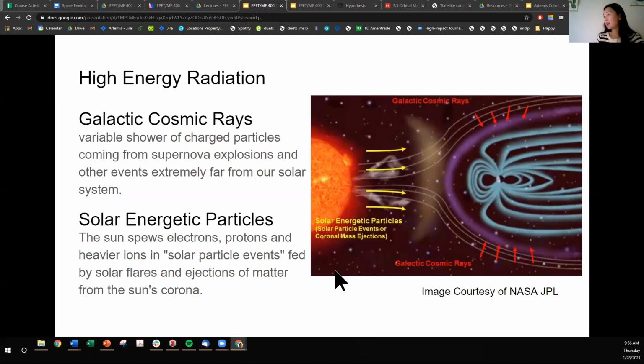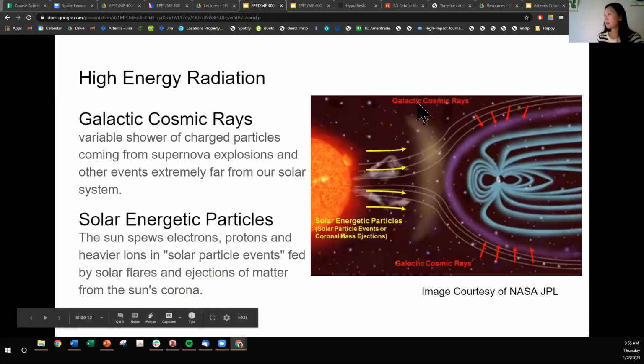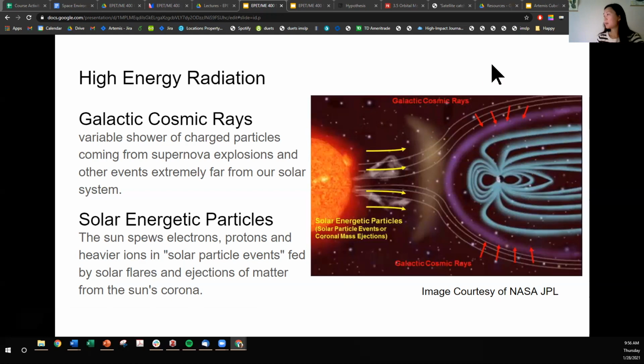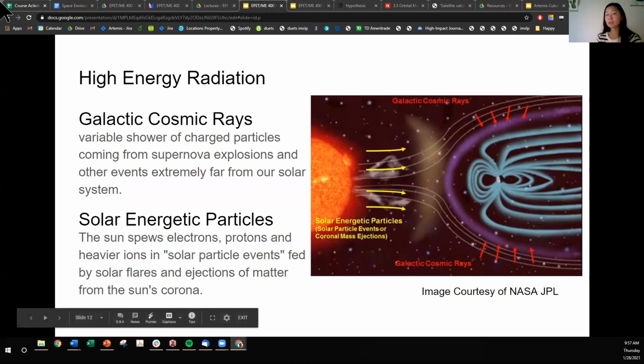So here I have a picture of the two types labeled galactic cosmic rays, which come out from galaxies far away. And then closer to us, there is the sun that is constantly spewing high energy particles and have specific events called solar particle events or coronal mass ejections. The sun dictates our space weather. And you can see that there is a heavy stream coming towards Earth, for which some of the protection happens because of the magnetosphere.